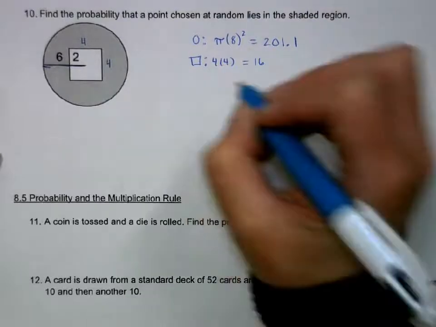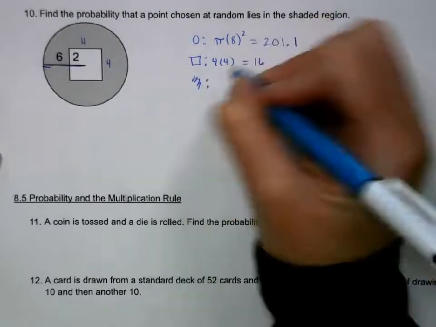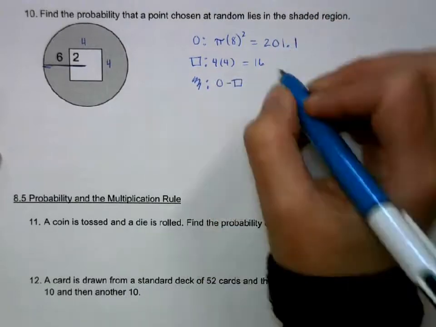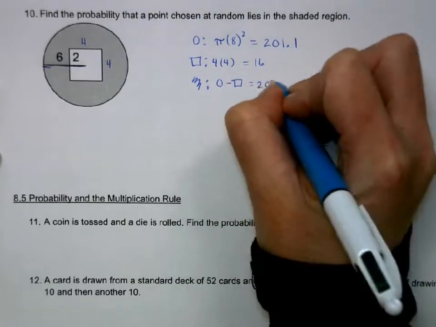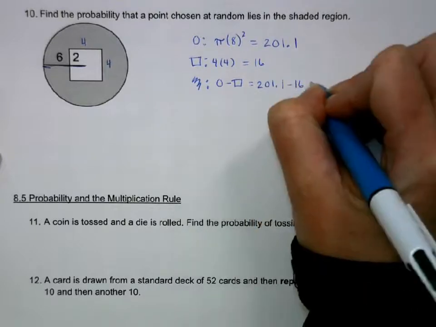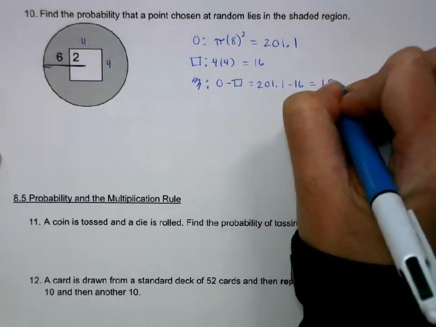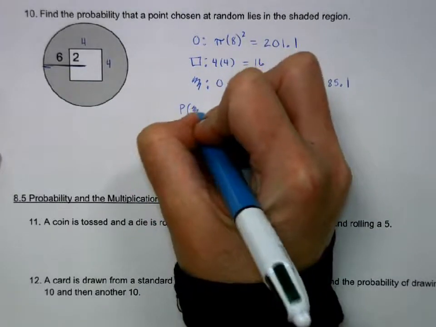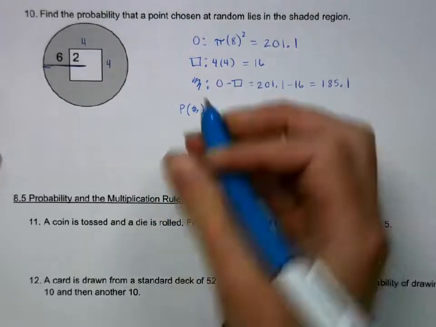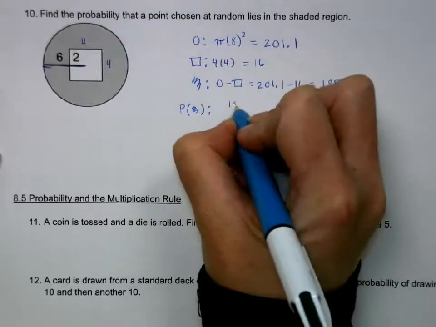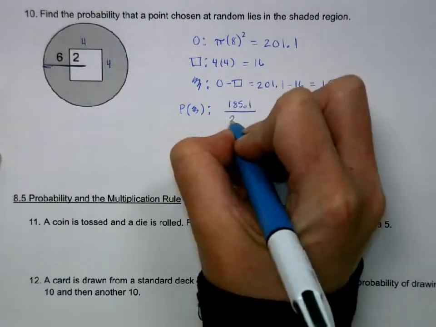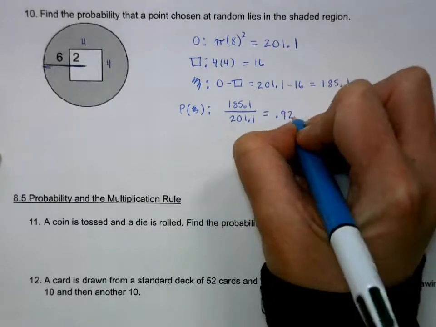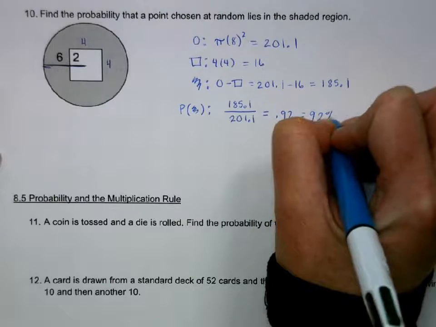Okay, my shaded area, I'm going to take the circle and I'm going to subtract the square. So that's 201.1 minus 16, which is 185.1. So then the probability of our shaded area is going to be the shaded area, 185.1 over 201.1, which is 0.92, or 92% chance we get in the shaded area.